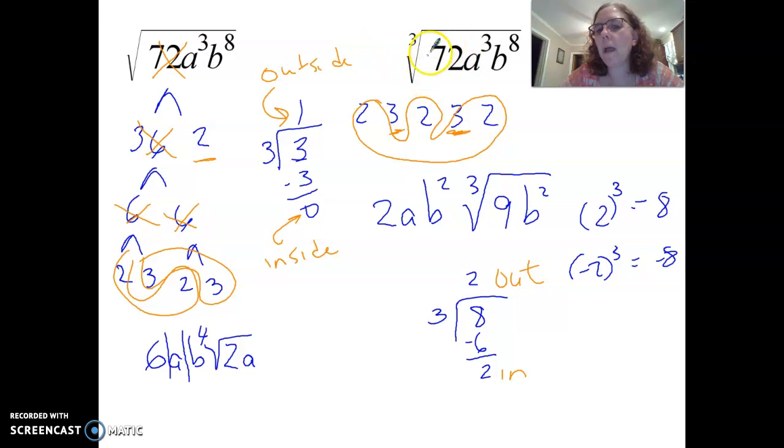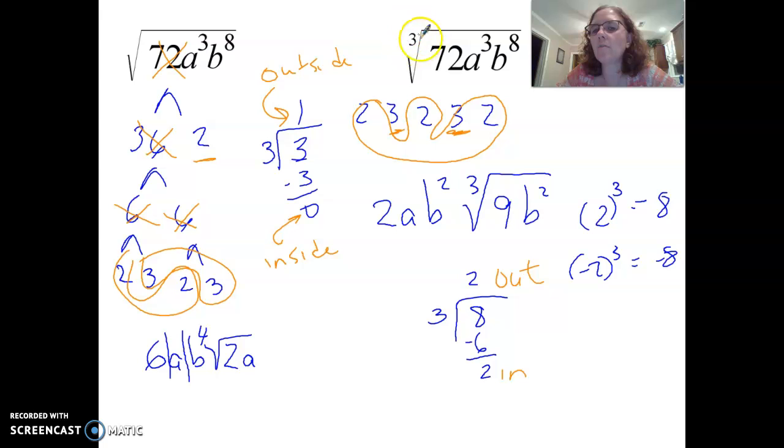It's actually going to match the sign of whatever's inside of here. So this one, 72a cubed b to the 8th, I don't know what a is. If a is a positive number, then this a is going to be positive. If a is a negative number, this a is going to be already negative. So I'm not going to put absolute value bars when I have a cube root. I'm only going to put absolute value bars when my root is even, like a 2 or a 4.